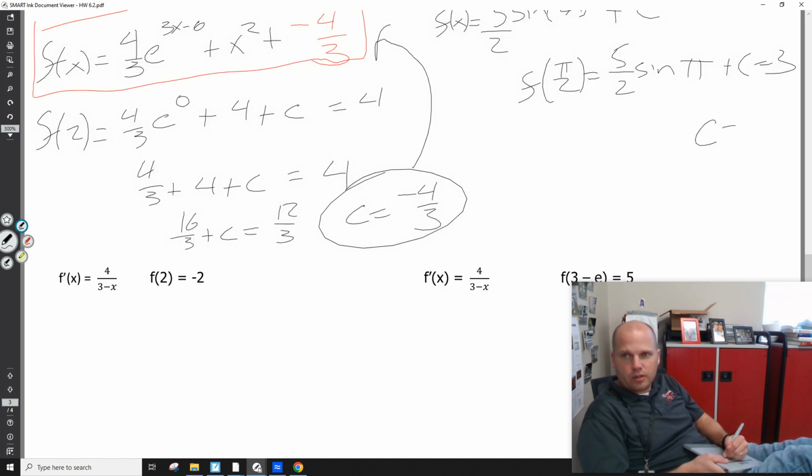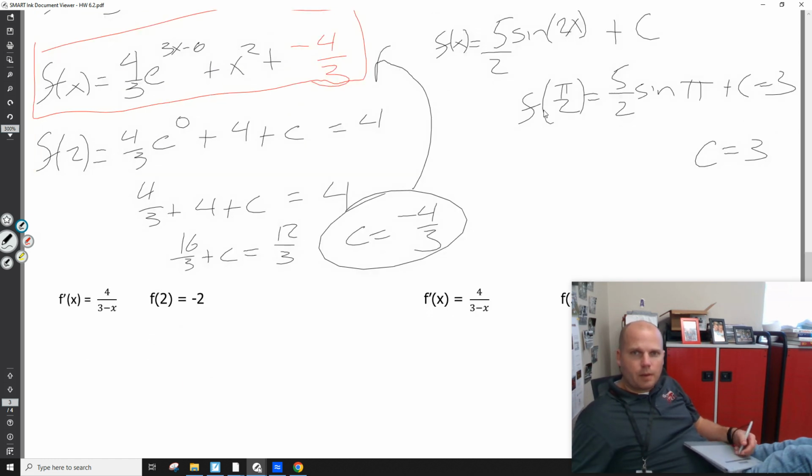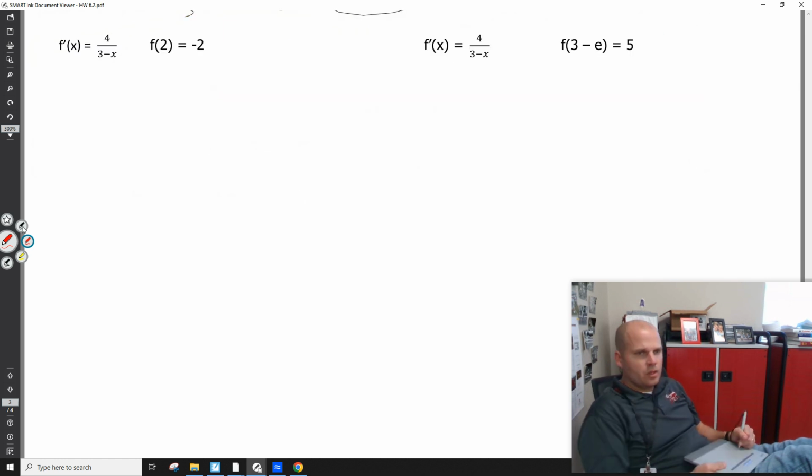So c is 3 because that's 0. I mean, this is good practice for using numbers, getting answers. This is a good one.